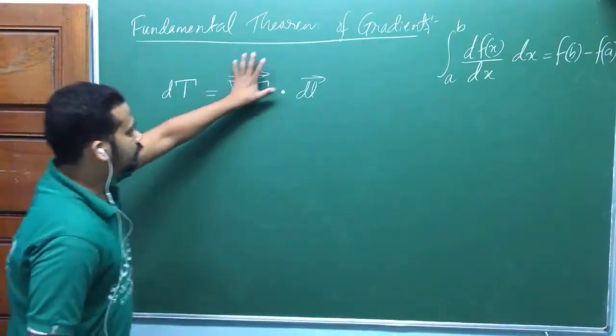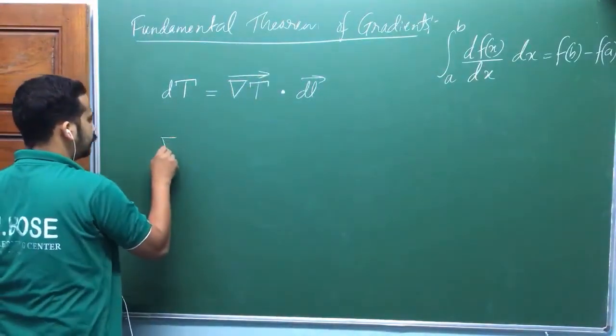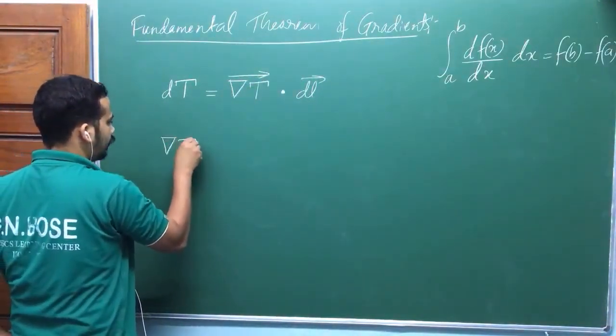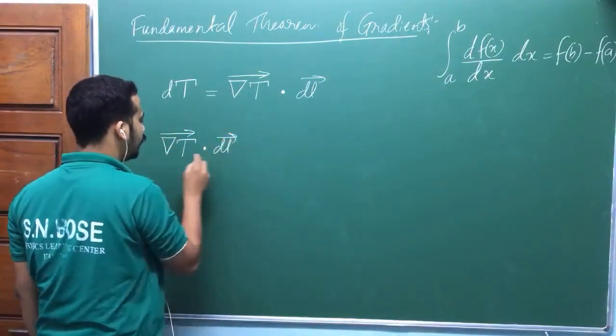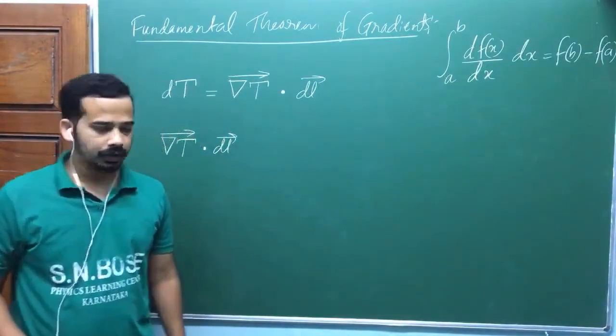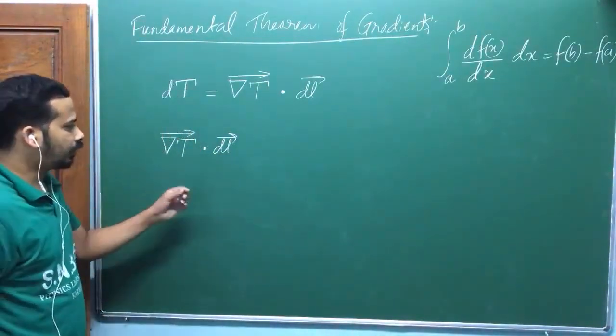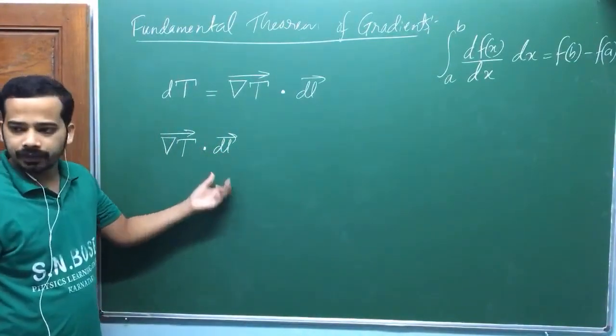Now look at here, let me take this part. Let me take this part, del T, gradient of T, dot dl vector, okay? Gradient is a vector, am I right? You have taken the dot product with the infinitesimal displacement vector, am I right?